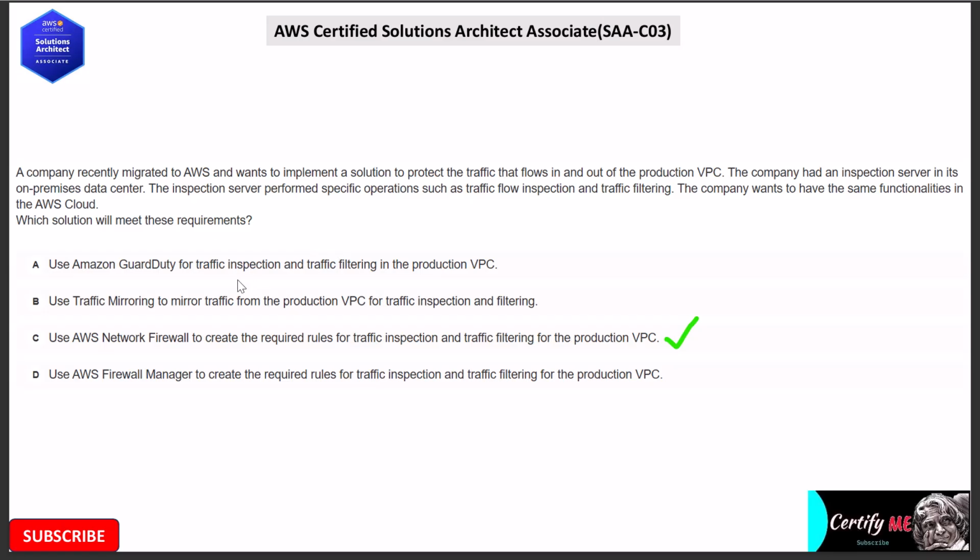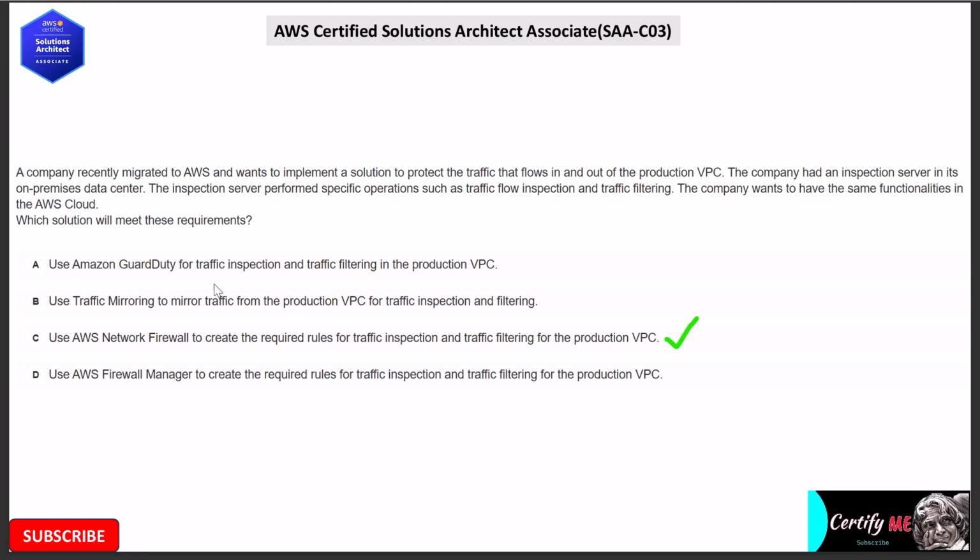Next question. A company recently migrated to AWS and wants to implement a solution to protect the traffic that flows in and out of the production VPC. The company had an inspection server in its on-premises data center. The inspection server performed specific operations such as traffic flow inspection and traffic filtering. The company wants to have the same functionalities in the AWS cloud. Which solution will meet these requirements?